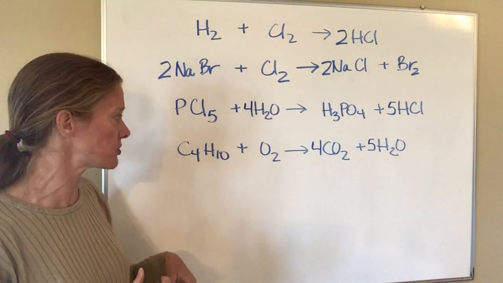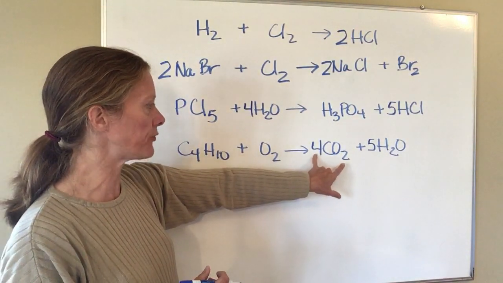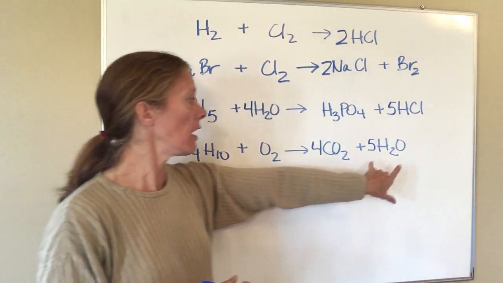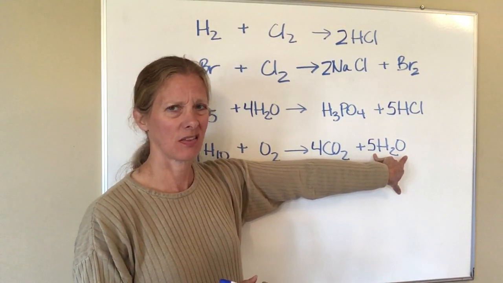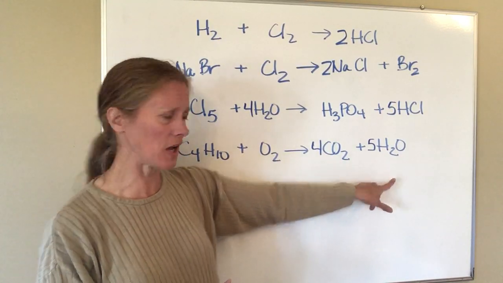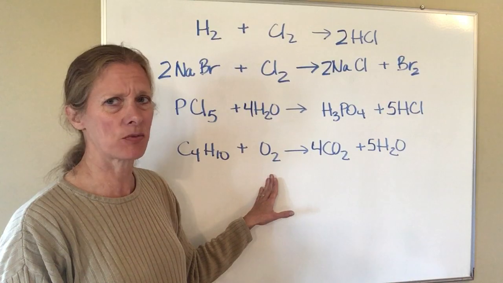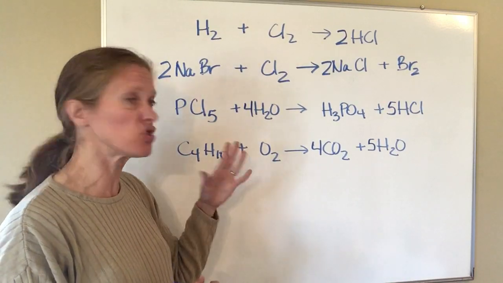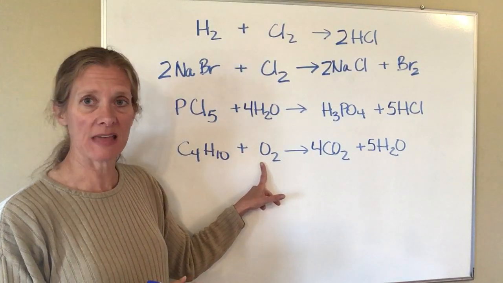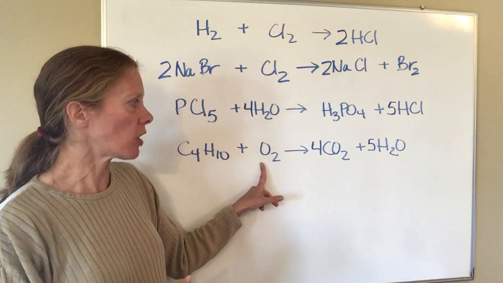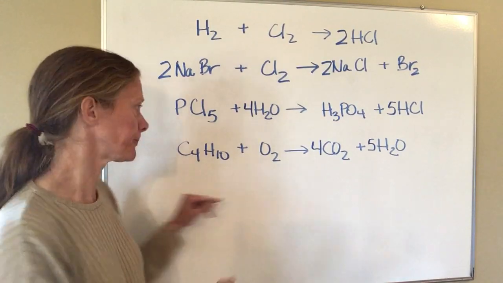Now let's check out the oxygen. I have 2 on this side. On this side, I have 4 times 2 is 8, and I have 5 here, which makes 13. I have 13 on the right, and I have an even number on the left. And that really doesn't work very well because there's no nice number that I can multiply this by to make that an odd number. So we're going to use an algebra trick in order to make this work.